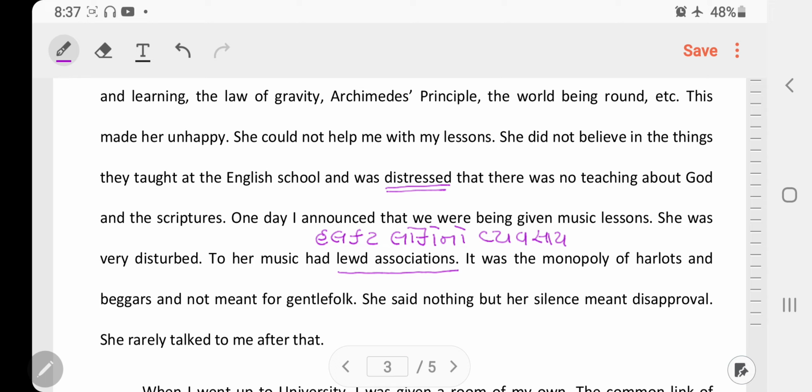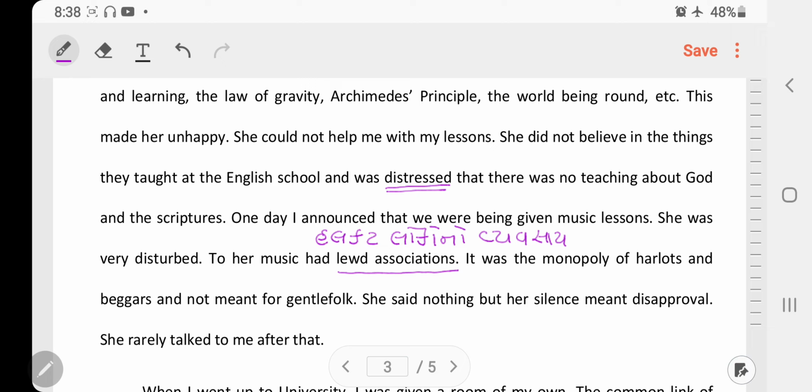To her, for grandma, what was music? It was the monopoly of harlots only. Harlots, you understand, in the days of the princely states, the women who used to dance and sing were called harlots. And beggars. And it was not meant for the gentlefolk. If gentlemen are there, they should not sing, they should not learn music.